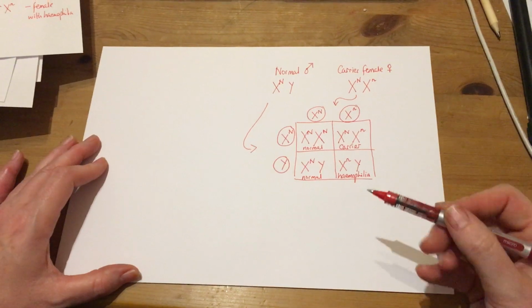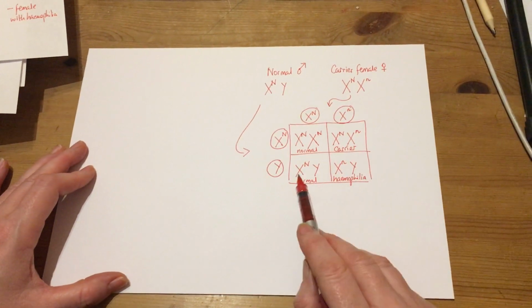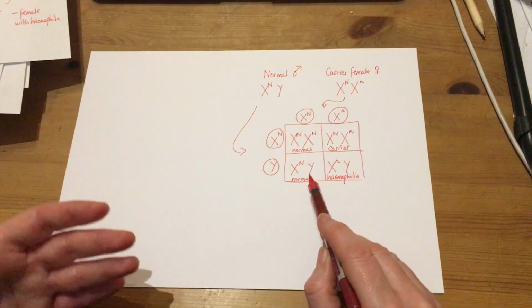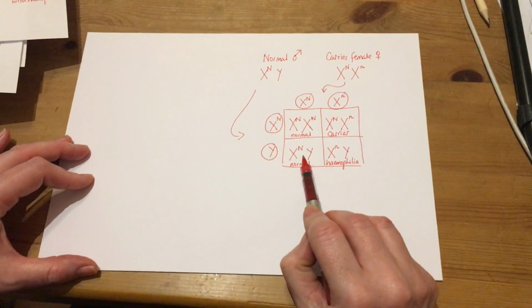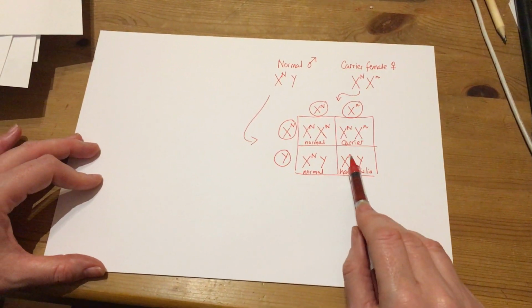So there are two things being worked out here. The sex of the child, X and X, or X and Y, and their disease status, normal, carrier, or haemophiliac.